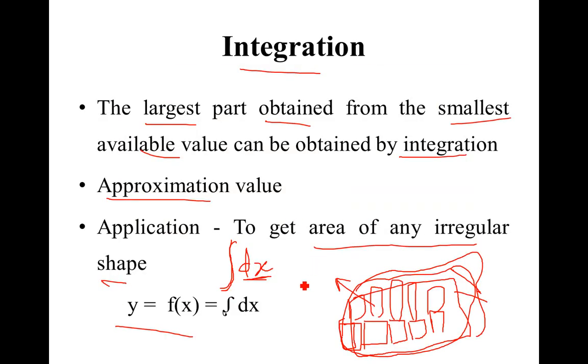I am taking the smallest possible value dx. I am repeating this n number of times. From where to where do I have to expand this? It is from this point to this point, which are my limits. For example, from point 0 to point 10. This is my limit, so it is from 0 to 10. So this dx is my function, and 0 to 10 are my limits. The lower one is called the lower limit, and the one on the upper side is called the upper limit.